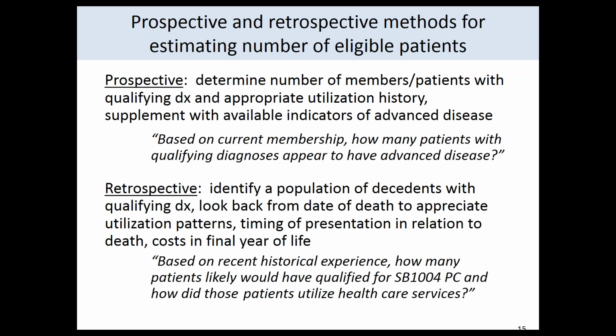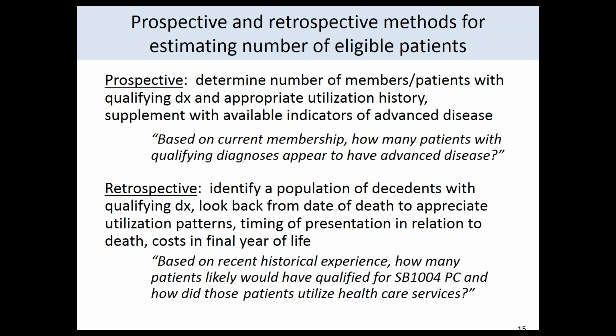All right. So given all of those caveats and challenges about what you need to go through to try to estimate the number of potentially eligible patients, there's 2 big categories of methods that you can use for making these types of estimates. There's a prospective method. So you determine the number of members or patients with qualifying diagnoses and appropriate utilization history, and then you supplement that information with available indicators of advanced disease. So really the question that you're asking in the prospective method is, based on current membership, how many patients with qualifying diagnoses appear to have advanced disease? That would be the heart of your estimate of the number of potentially eligible patients.